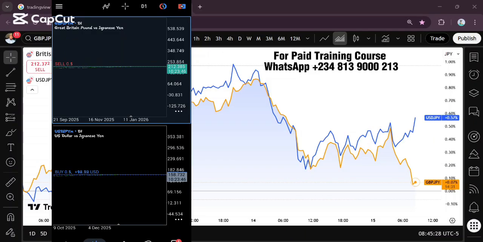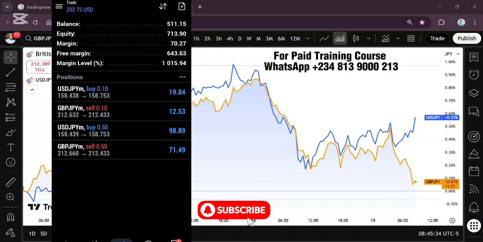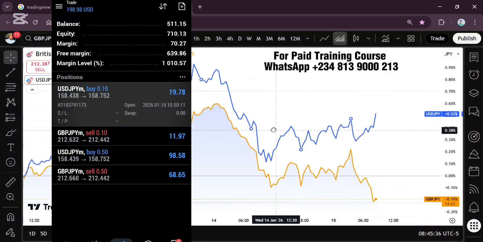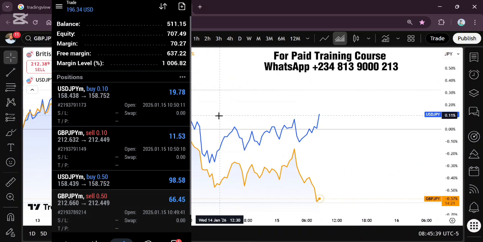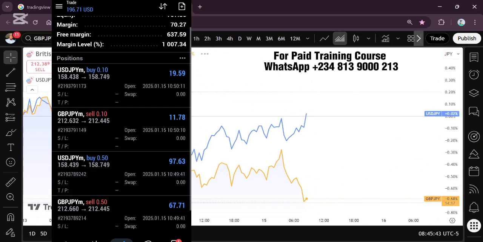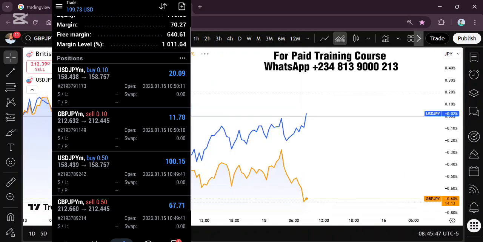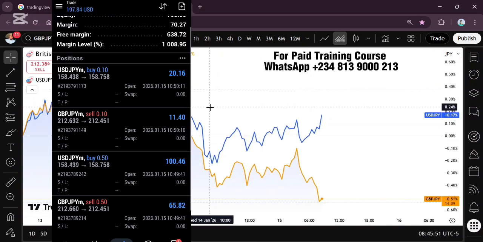Hello guys, welcome back. So this is a trade I took in the morning, and as you can see, I'm already floating on profit of close to $200, as you can see, right? So this is absolutely beautiful, right? This is nice.